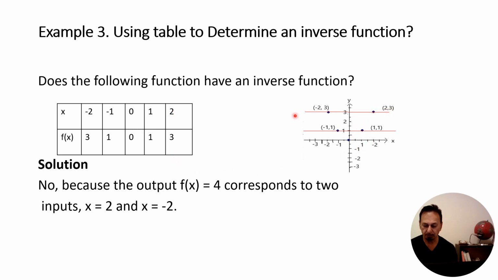And now if we draw the horizontal line, it crosses these 2 points. Similarly, there's another horizontal line drawn. It passes the 2 points. So by the horizontal line test, this table does not have an inverse.